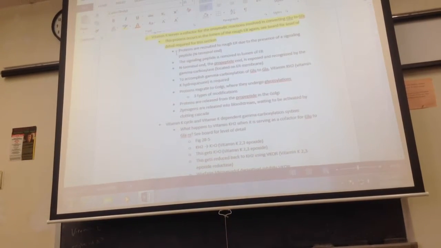Proteins are recruited to the rough endoplasmic reticulum due to the presence of a signaling peptide. The signaling peptide is removed in the lumen of the endoplasmic reticulum. The N-terminal end, the propeptide end, is exposed and recognized by gamma carboxylase. To accomplish gamma carboxylation of Glu to Gla, vitamin KH2, which is vitamin K hydroquinone, is required.